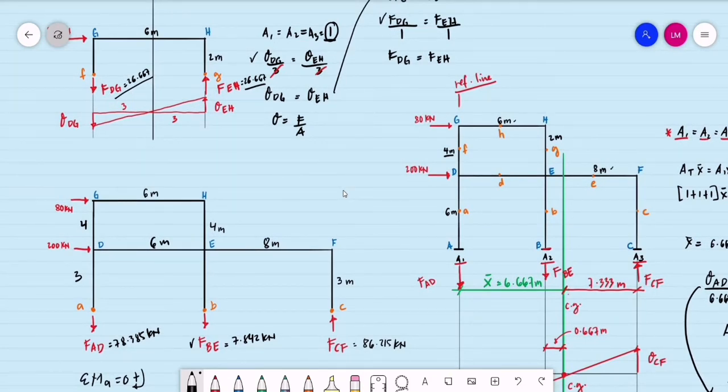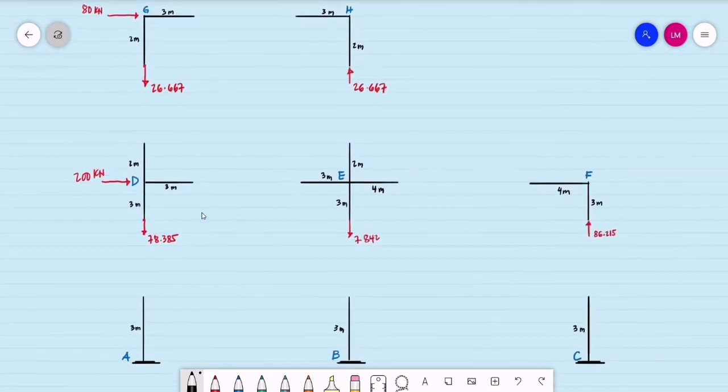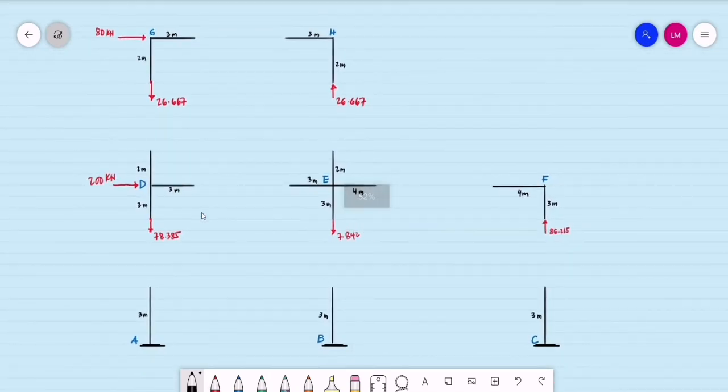After computing the axial forces for all columns for both levels, we may now do the complete analysis of the entire frame. If you are using the cantilever method, the first thing to solve is the axial force for each column of the frame.